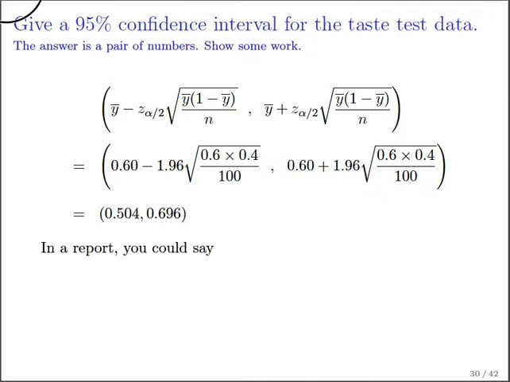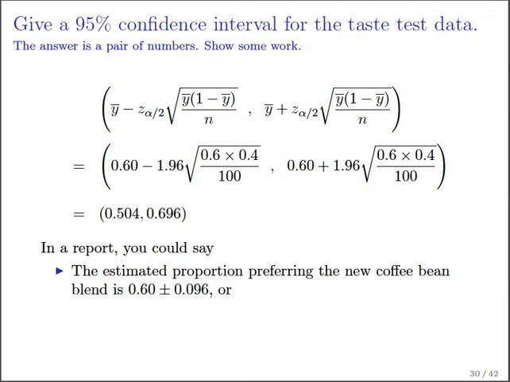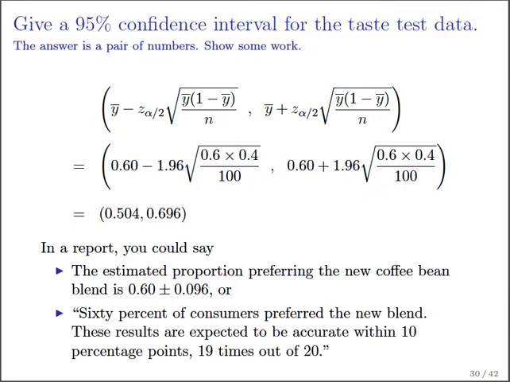In a report, you could say the estimated proportion preferring the new coffee bean is 0.6 plus or minus 0.096. Or, a kind of talk which I've seen in newspapers, which is actually very good, you could say 60% of consumers preferred the new blend. These results are expected to be accurate within 10 percentage points, 19 times out of 20. This 19 times out of 20 indicates that we're talking about a 95% confidence interval. It's quite nice.